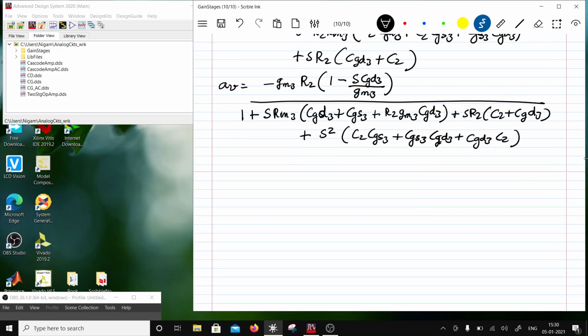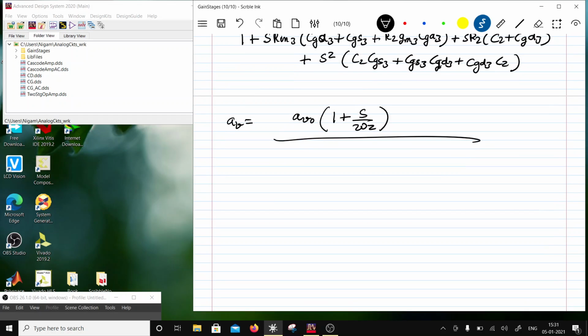So now notice I have to get this in terms of poles and zeros. So I can write this in the form AV as AV0 times of something, which is going to be 1 plus the zero, S over omega z, right? So that will be the zero. 1 plus S over omega p1 plus S square over omega p1 omega p2.